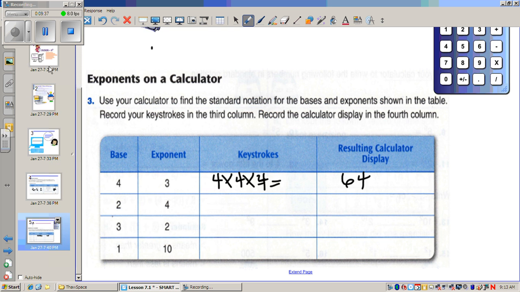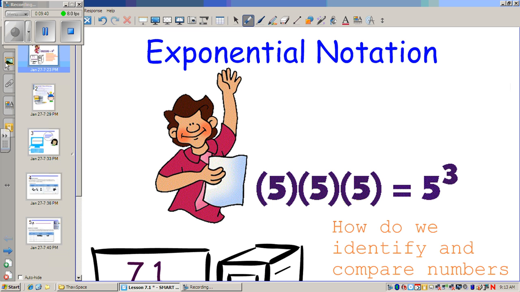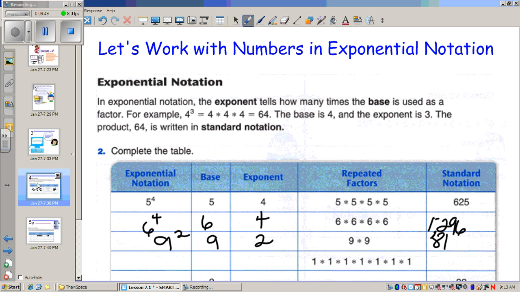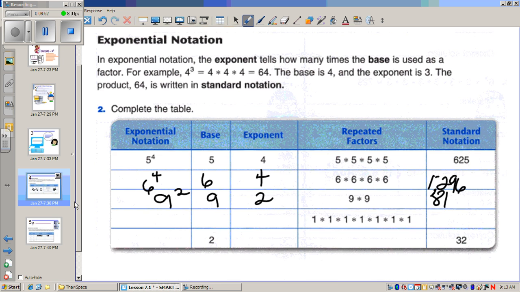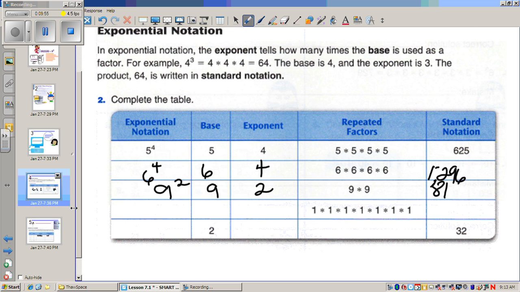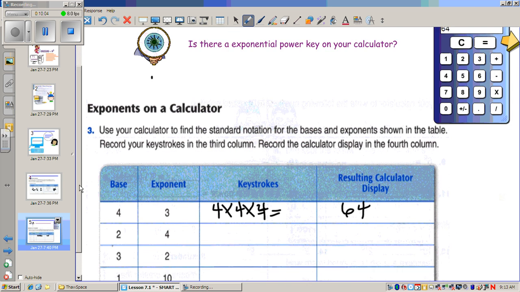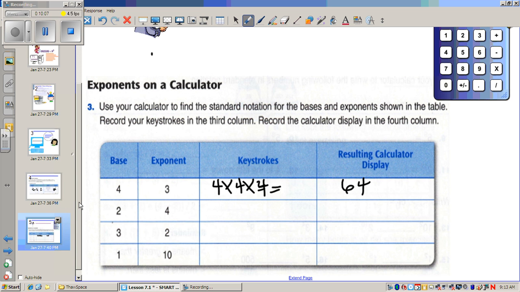So let's go back and just review quickly. How do we identify and compare numbers written in exponential notation? We did talk about that. You need to finish the last 2 on here, the exponential notation, the base, the exponent, and the answer. Some of them are given. Some of you were given the answer in standard notation and the base. And finally, on our last page, how do we use a calculator? A standard calculator is like the one I just showed you, where you put it in that many times, however many times the exponent says. I did 4 times 4 times 4, and it equaled 64. I will show you the keys in class if you don't have a scientific calculator at home.